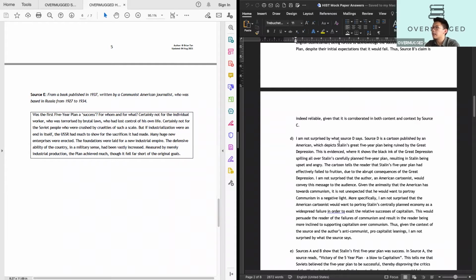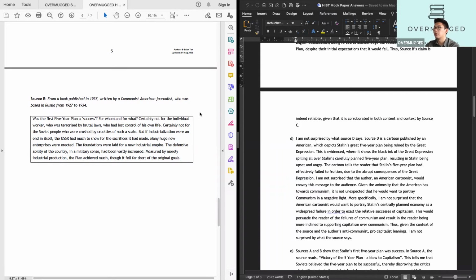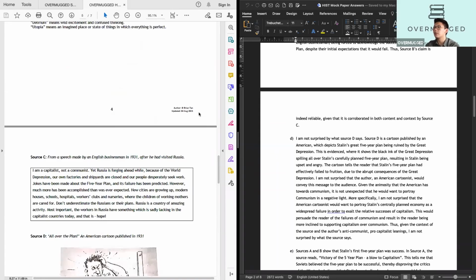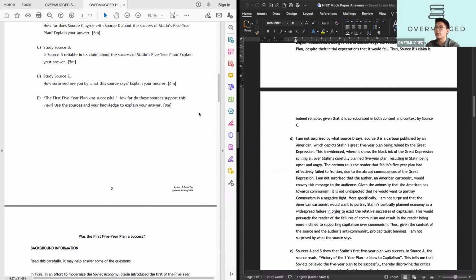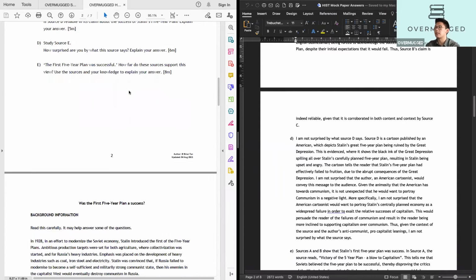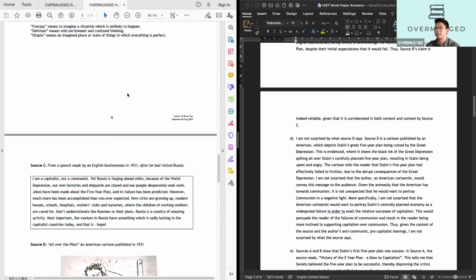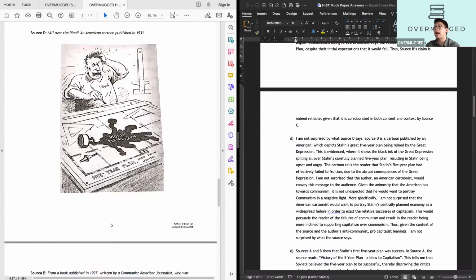Basically, I stated that I am not surprised by what source D says. Source D is a cartoon published by an American which depicts Stalin's Great 5-Year Plan being ruined by the Great Depression. I'm sorry, the question has been phrased wrongly. The question should be study source D, not study source E. Apologies.